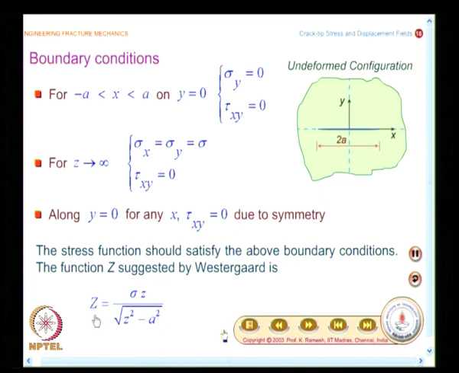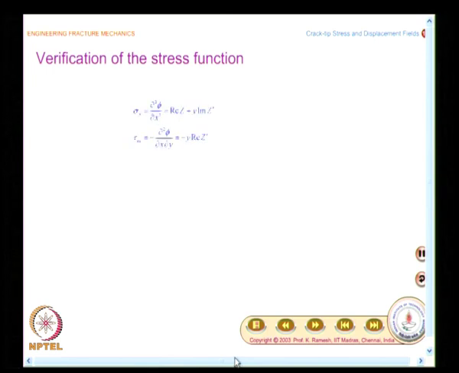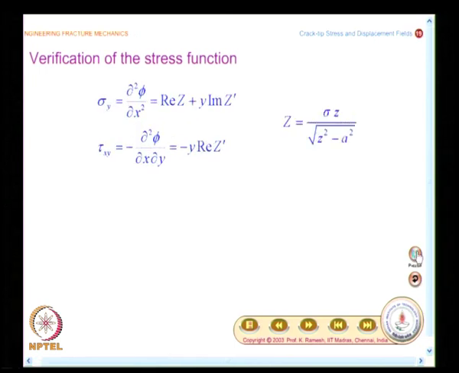In the subsequent discussion also we will keep this as capital Z and get the expression for sigma x, sigma y, tau x y. Later on we will substitute the specific stress function. This is how we will proceed. And what you will have to look at is when you say along y equal to 0, your shear stress should be equal to 0, it is easily satisfied. If you look at the basic expression for the shear stress, it is nothing but minus y times real part of Z prime. So, when y equal to 0, shear stress component is automatically satisfied.